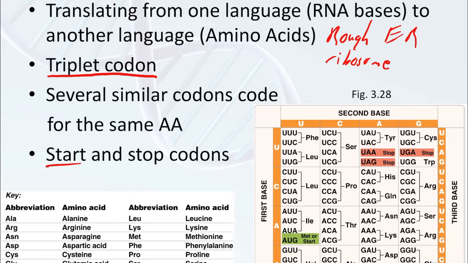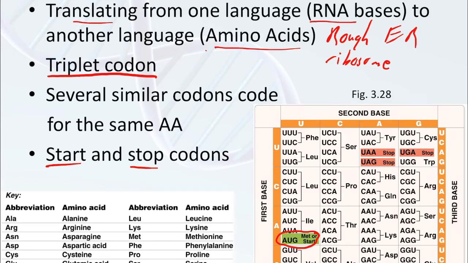Okay, there are start codons and stop codons, right? So the start is always going to be AUG. So when that ribosome finds AUG, that's when it knows to start calling in for amino acids. It's going to hit the first AUG it gets to, and then from there, it's going to be calling for different amino acids, binding those together, and really what's happening is it's translating from the language of RNA to the language of amino acids, and that's why it's called translation.